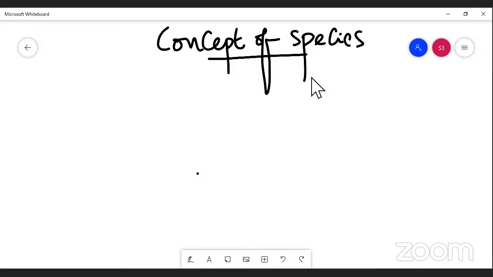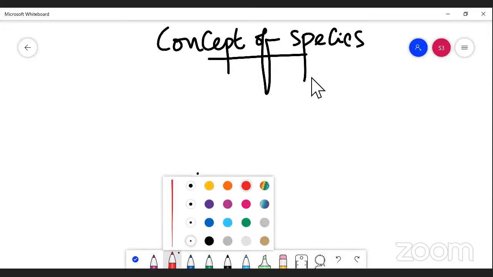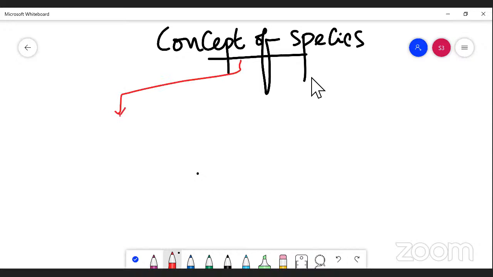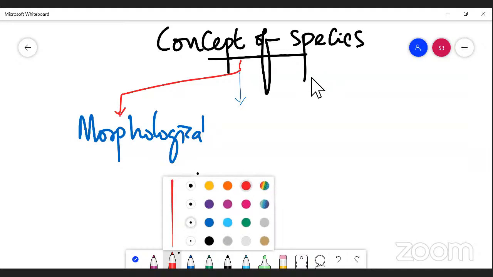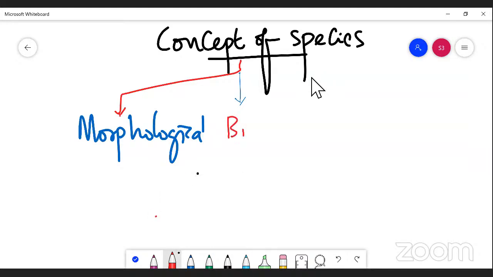So here the concept of species is broadly divided into mainly three types, right? The first type is morphological. Second one, biological. And third one, phylogenetic, right? The concepts of species are classified into mainly three types. The first type is the morphological species. The second type is biological. And the third type is the phylogenetic species.